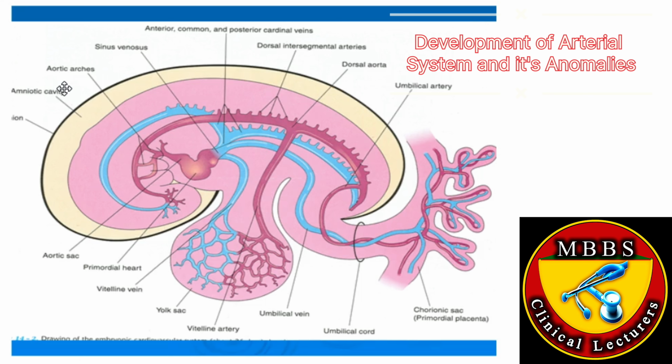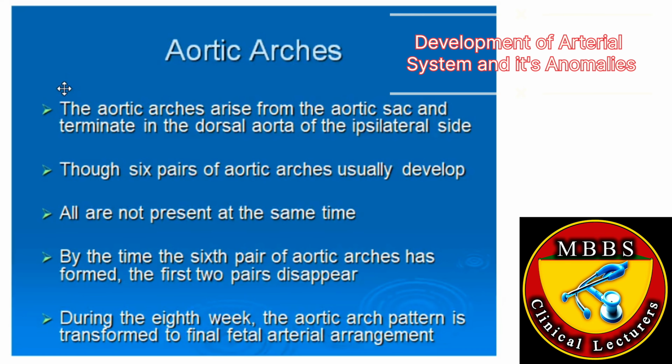Now, coming back to our main topic, the aortic arches, they arise from the aortic sac and terminate in the dorsal aorta of the ipsilateral side. We already said that the aortic sac is the terminal portion of the truncus arteriosus, and these aortic arches arise from there, and there are two dorsal aortae running on either side. Six pairs of aortic arches usually develop, but they're not all present at the same time. By the time the 6th pair has formed, the first 2 pairs disappear. During the 8th week, the aortic arch pattern is transformed to the final fetal arterial arrangement.